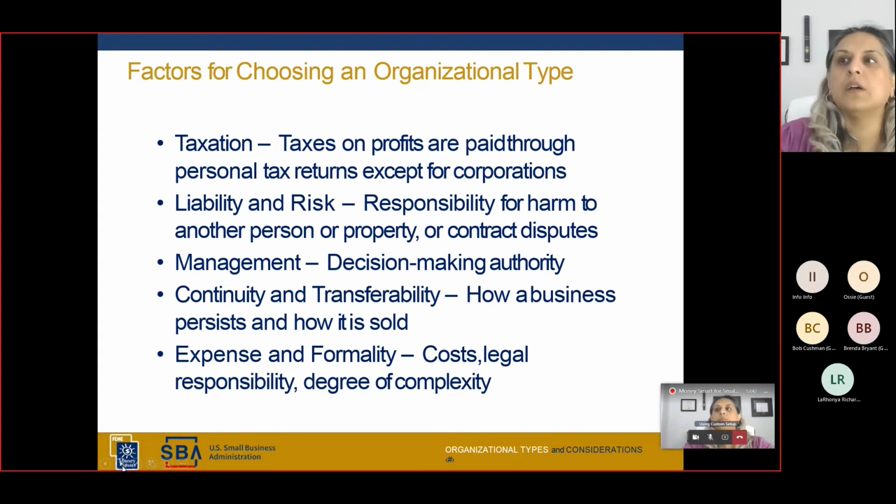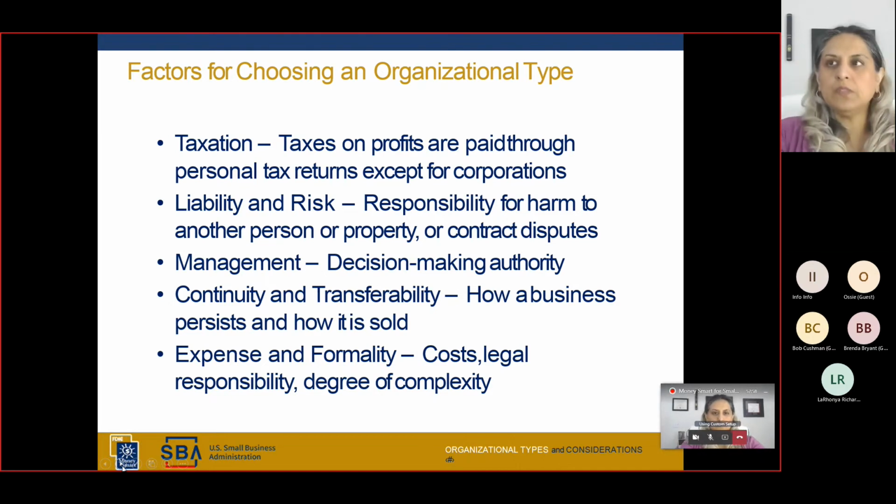Contractual liability and risk is associated with contract disputes with those whom you're doing business with. So the legal structure determines who or what entity is legally responsible for the liability for judgments if there is a successful lawsuit against the business.